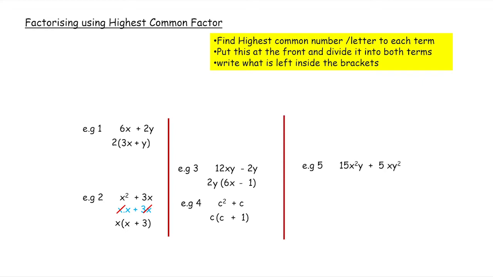15x squared y plus 5xy squared. Our common factor here is 5. We also have an x in common and a y in common. We write all of this outside the brackets. And we divide. 15x squared y divided by 5xy leaves us with 3x. 5xy squared divided by 5xy leaves us with y. We write this inside our brackets.